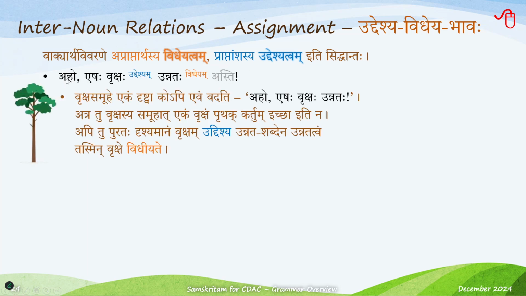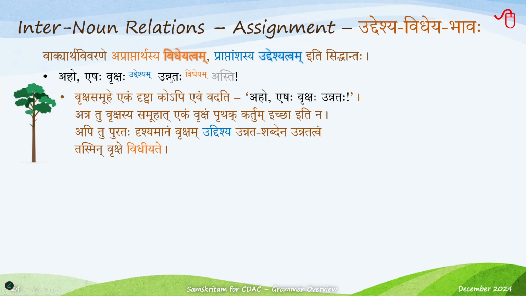For example, Aho Yeshaha Vrikshaha Unnataha Asti. Now normally what we see, Unnataha Vrikshaha, Unnataha is Visheshana to Vrikshaha. We don't consider it as any different than Visheshana. But here you see the accent in the sentence. Aho, Oyo, Oho, like that. Yeshaha Vrikshaha, this tree, Unnataha Asti Re. It is tall, da, like that.